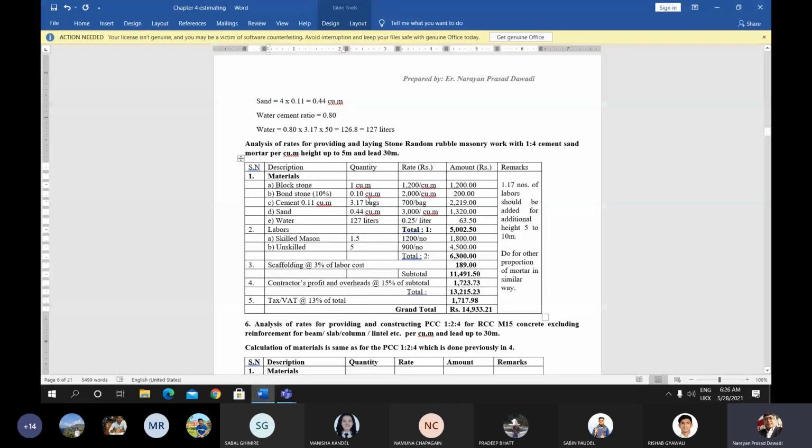The stone is slightly more expensive than the block stone. I have considered 2000 per cubic meter. 2000 is required. This gives the value of 200 rupees.